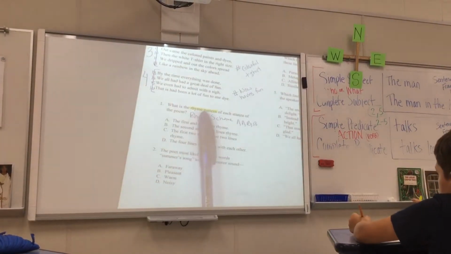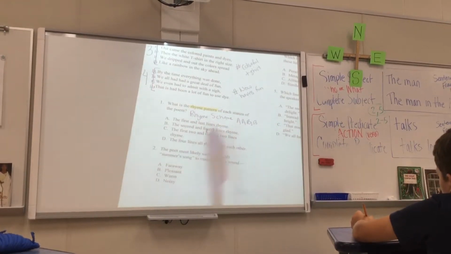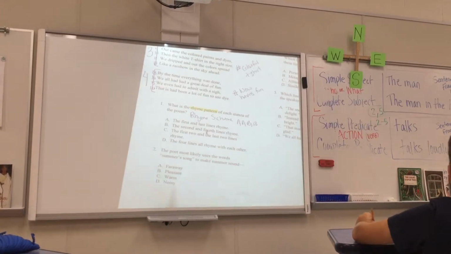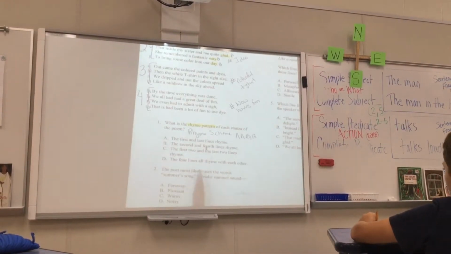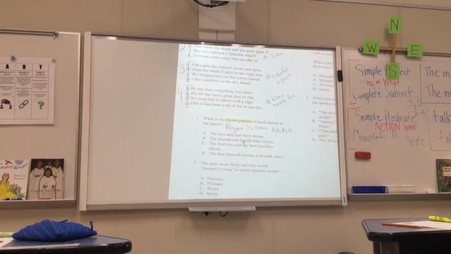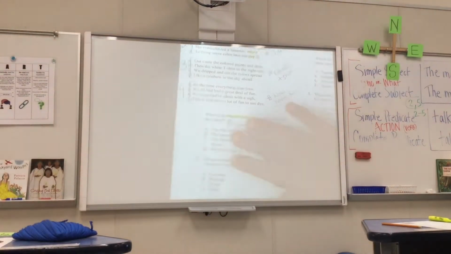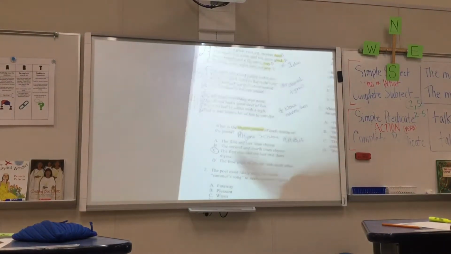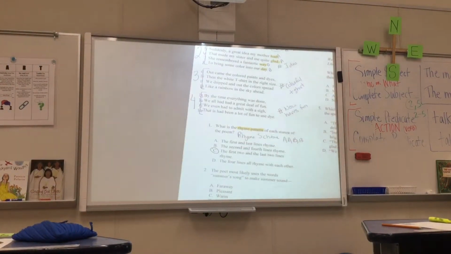So the question is asking, again, about rhyme pattern. What is the rhyme pattern of each stanza of the poem? You have it right here, ladies and gentlemen. Okay? Now let's look at our answer choices. I'm going to give you 30 seconds to answer. Sabrina, tell me what you chose. I chose C. The first two and the last two lines rhyme.